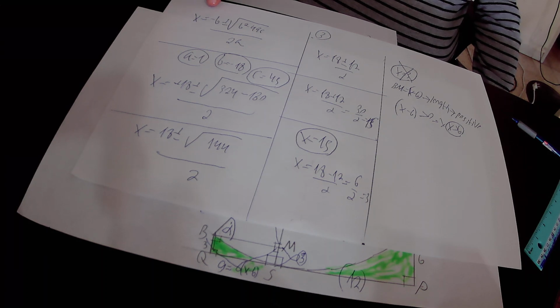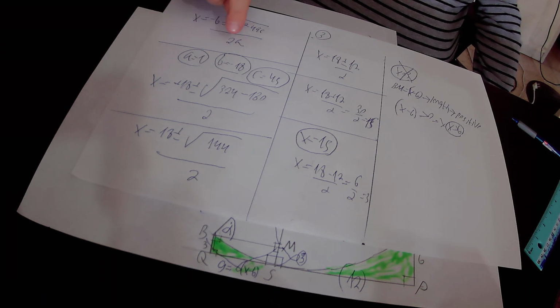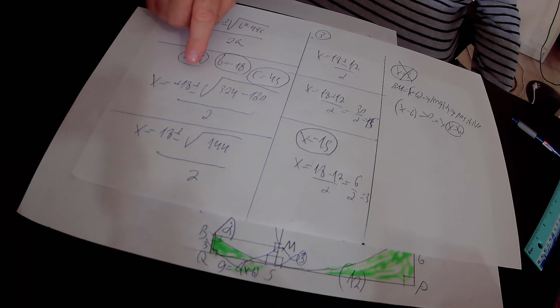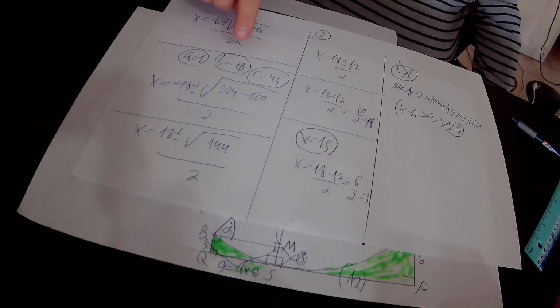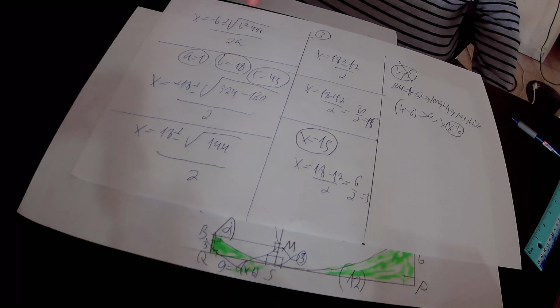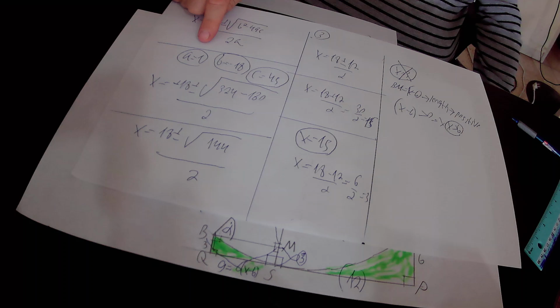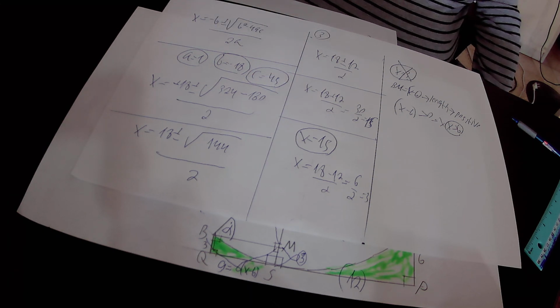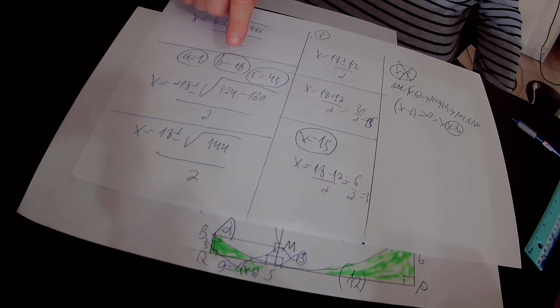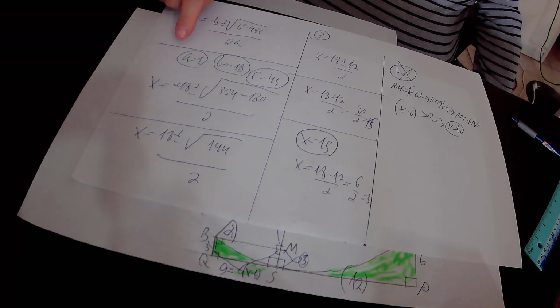According to this general formula, x equals minus b. b is minus 18, therefore minus b is minus minus 18, that is plus 18, plus or minus the square root of b squared. b is minus 18, therefore b squared is minus 18 squared, that is 324, minus 4 times a times c. a is 1, so minus 4 times 1 is minus 4, times c, that is 45. So minus 4 times 45 is minus 180, divided by 2a. a is 1, so 2 times a is 2 times 1, that is 2.